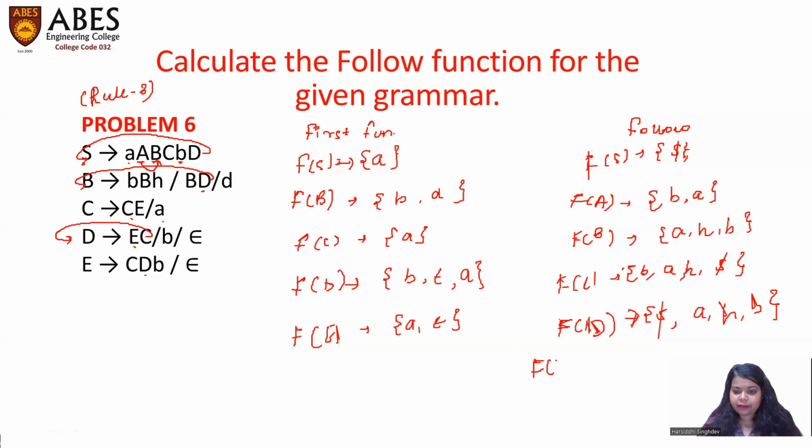Now we have to find follow of E. When we calculate follow of E, let's see where E is occurring in the right hand side. First of all, E is occurring here. E is what? E is follow of C. So follow of C is already calculated. That is b, a, h, and dollar. Here also C, after C we are getting what? Follow of D. And here we are also getting follow of D. So this is the set for follow of E, which will be the follow set of C.